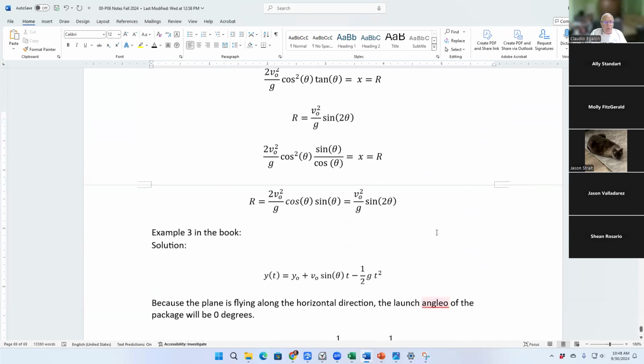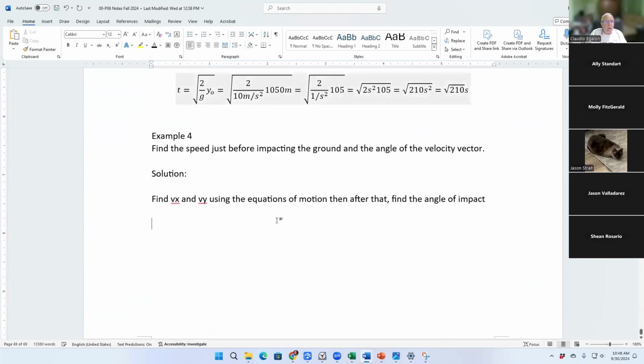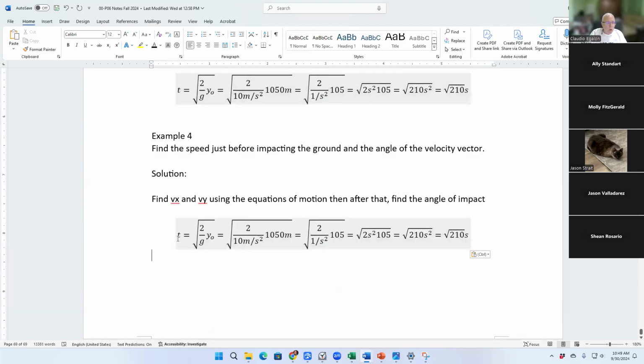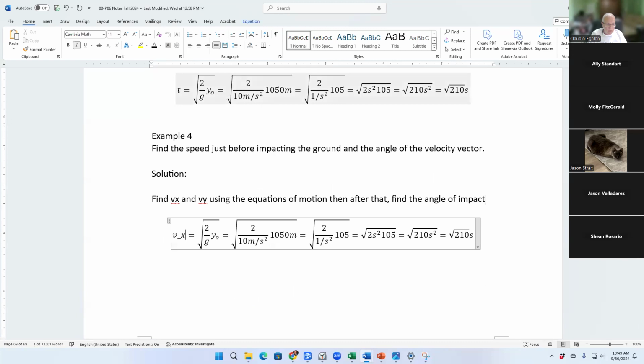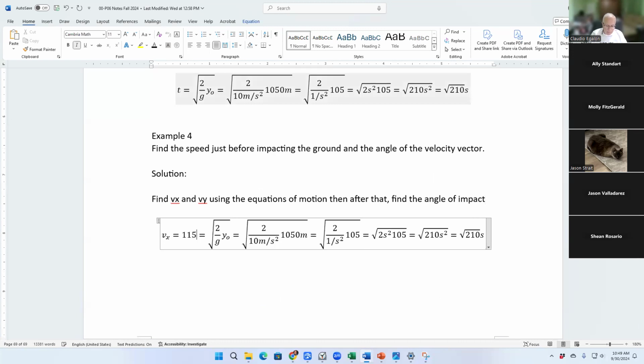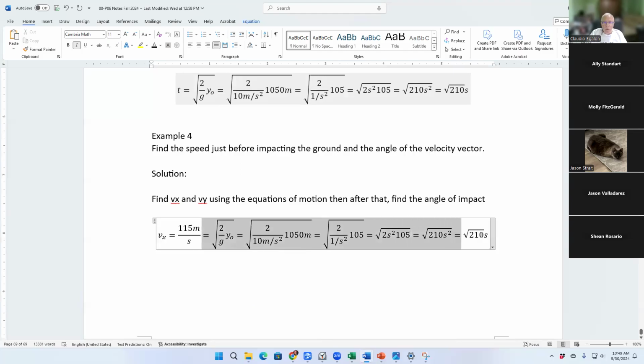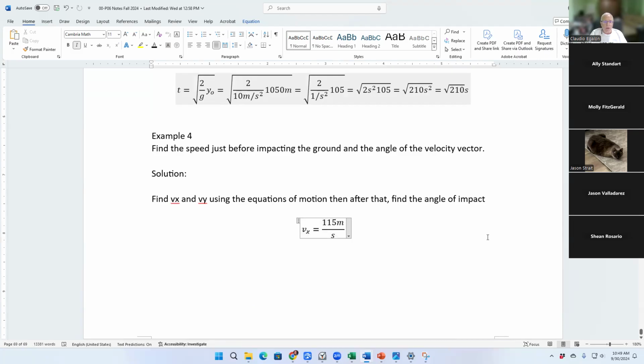Vx we already know is 115 meters per second. So let's write that down here. Because the motion along the x-axis is constant, 115 meters per second. There's no secret here for Vx. It was released from the airplane at this speed.